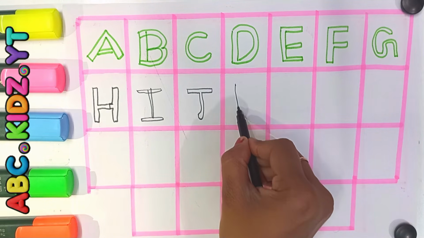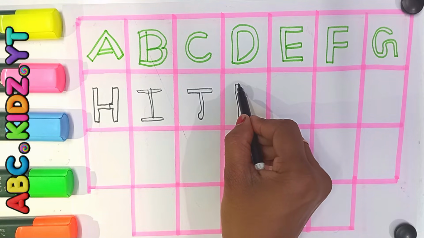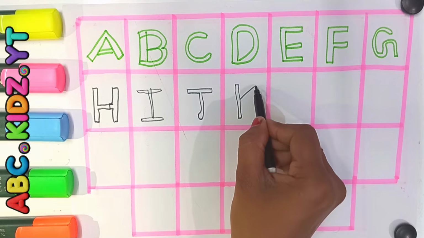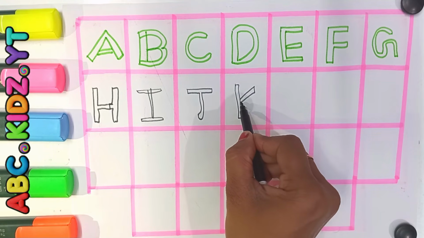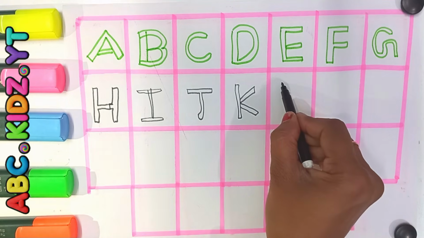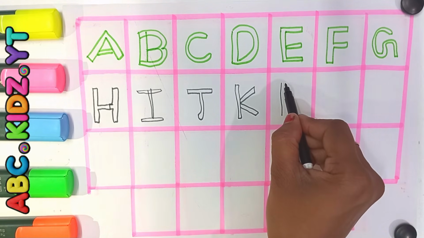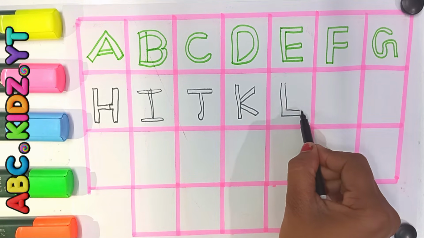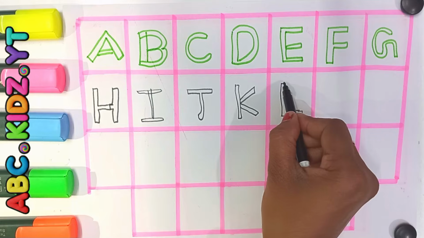K for kite. K for kite. L for lion. L for lion.